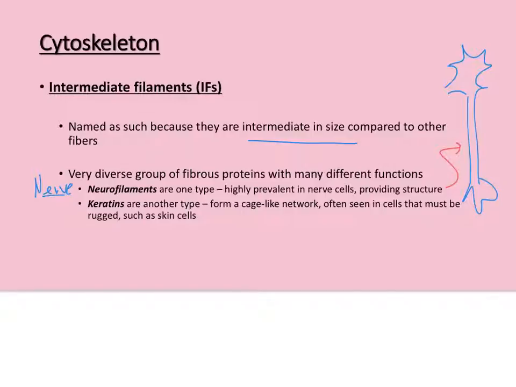Now, probably the most commonly known and most prevalent intermediate filament in our body is keratin. Keratin forms sort of a cage for cells that need to be really tough, and so you're going to see tons of keratin in your skin cells, which help make those parts of your body tough. You're going to see more keratin in the parts of your skin that are tougher, so things like the palms of your hands and the soles of your feet are going to have more keratin. That protein is also highly prevalent in your fingernails and your hair.